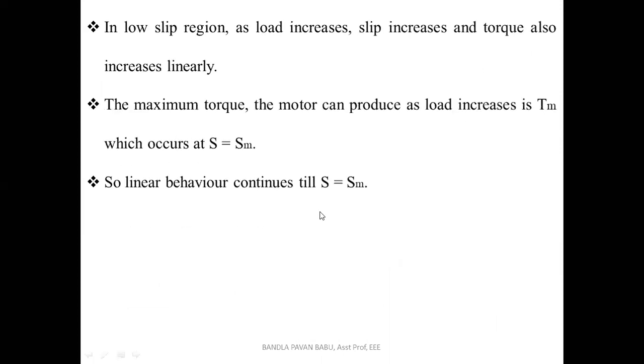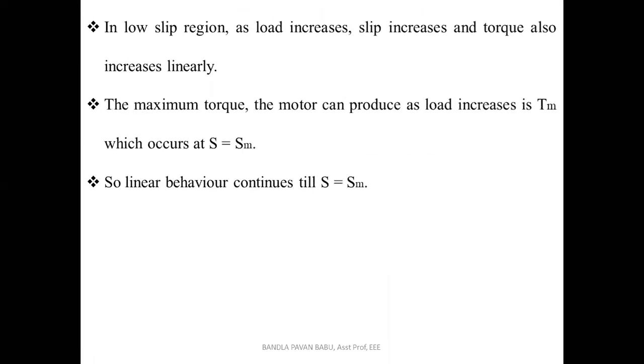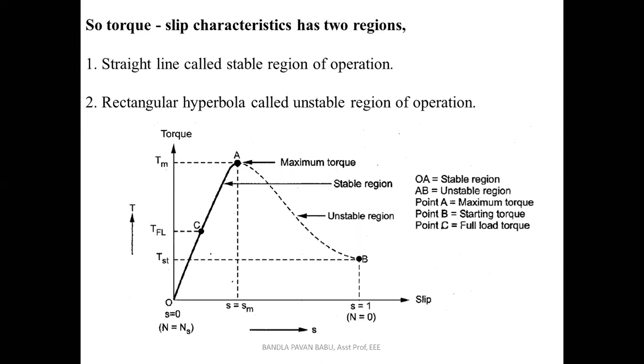So look at the graph here. From S equal to Sm to S equal to 1, this is the region. It can be treated as unstable. Under this, the starting torque will be high at slip equal to 1, but the rotor never rotates.